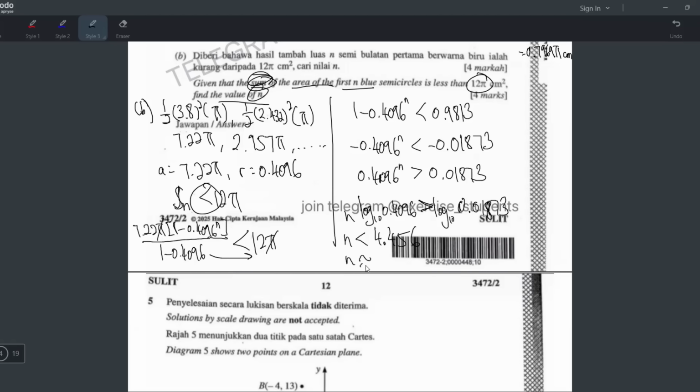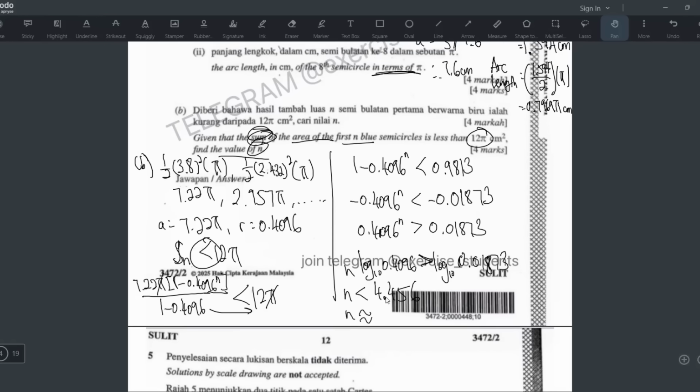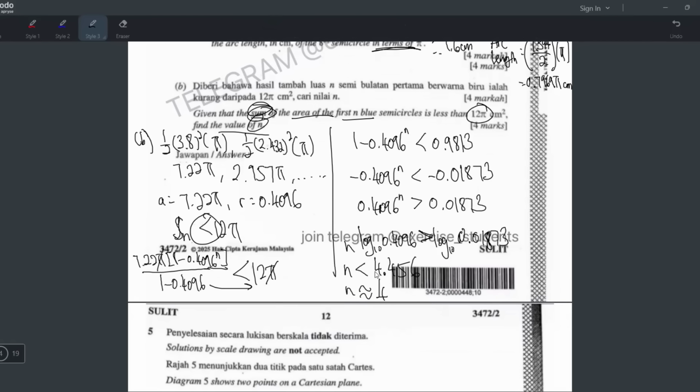So what is n approximately? n stands for the term number, so it cannot have a decimal. What is the closest integer smaller than 4.456? It's 4, not 5, because it says smaller. So 4 is the answer.